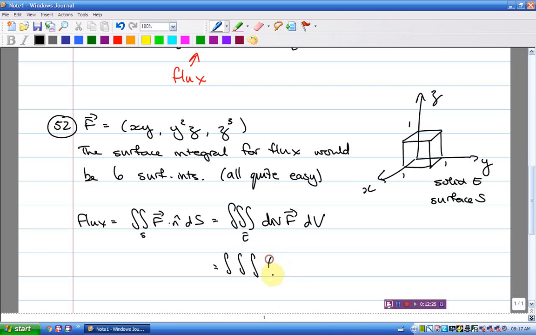Div f, that would be the derivative of the first component of f with respect to x, plus the derivative of the second component of f with respect to y, plus the derivative of the third component of f with respect to z, dv. Okay. And then we'll work that out.